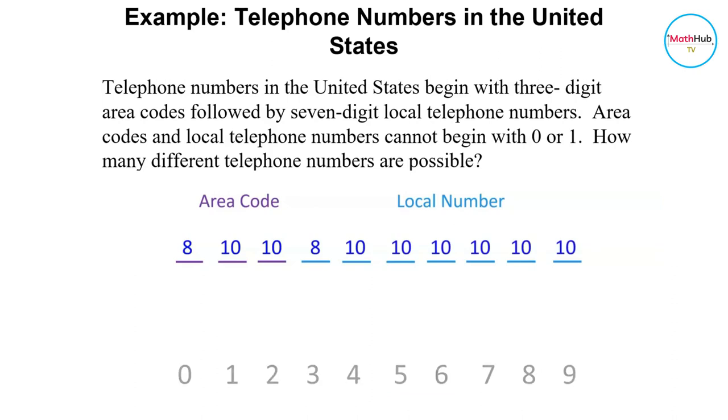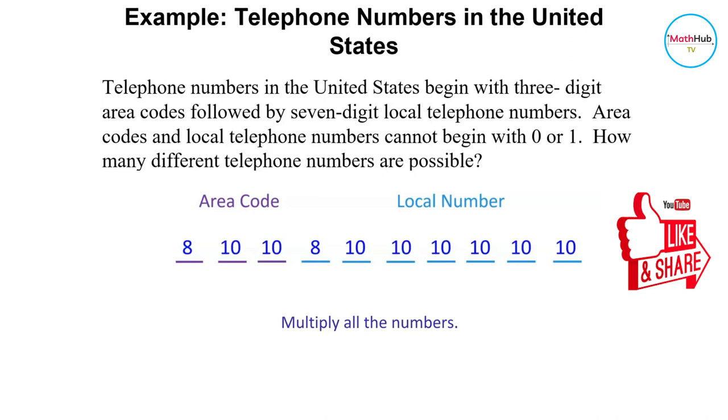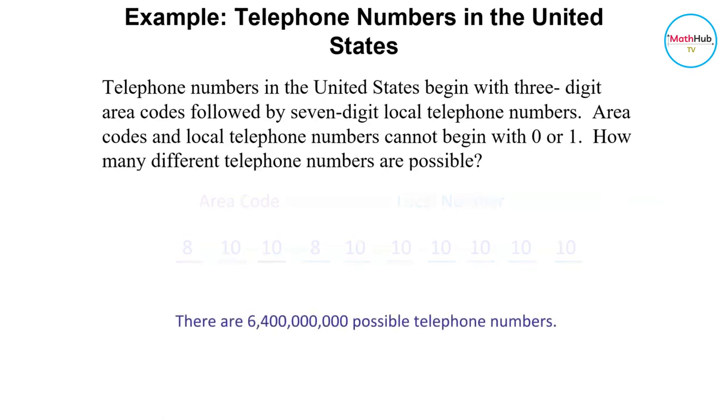Applying the fundamental counting principle, the total number of different telephone numbers is equal to 8 times 10 times 10 times 8 times 10 times 10 times 10 times 10 times 10 times 10, which is equal to this number here.